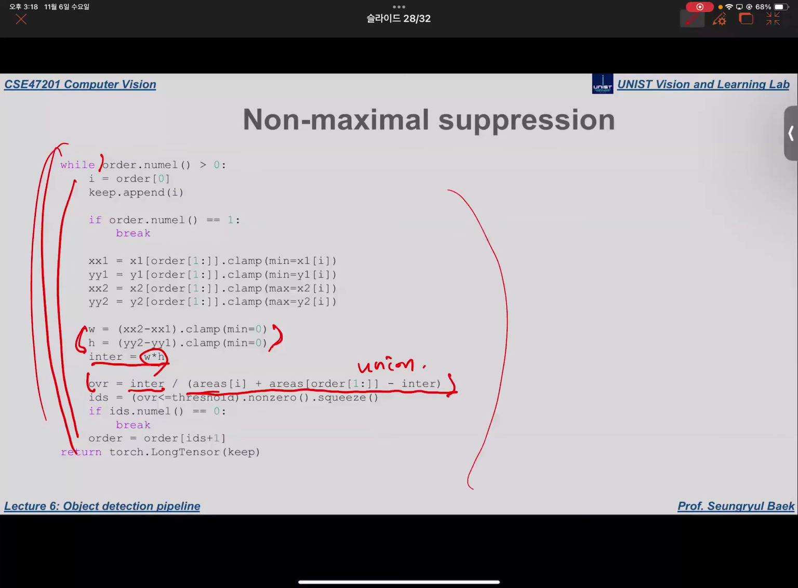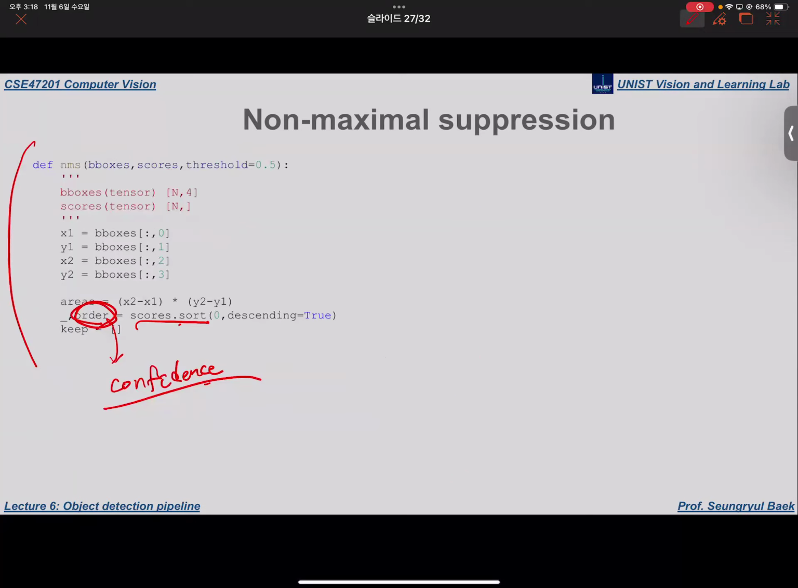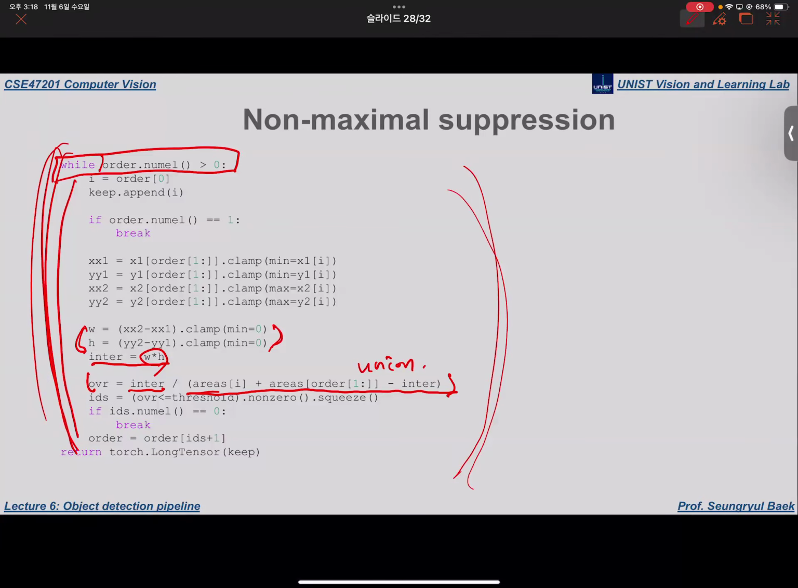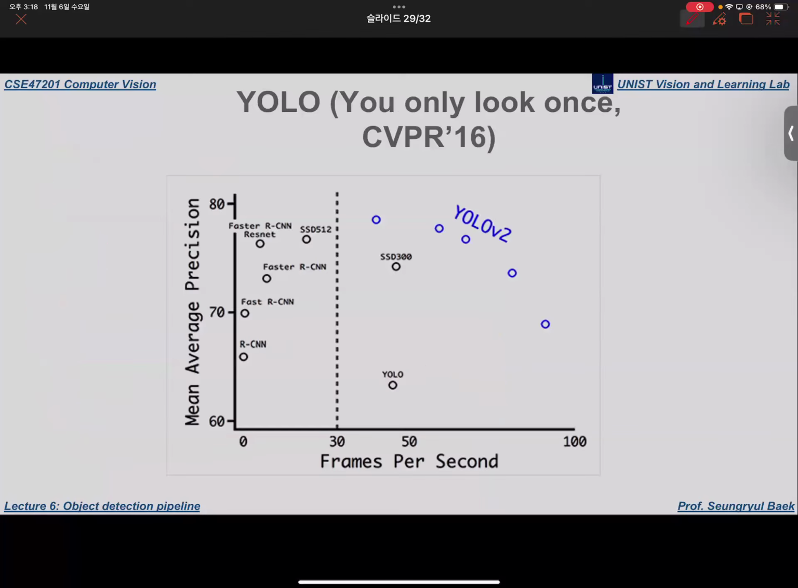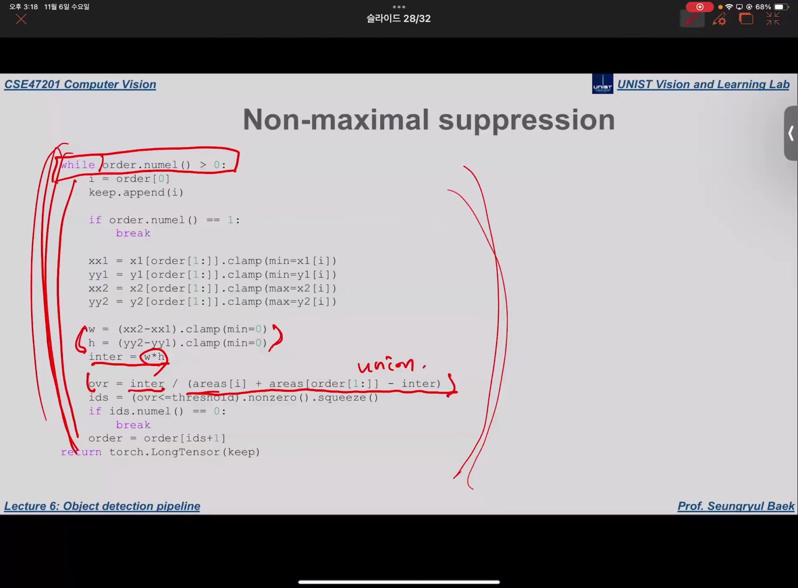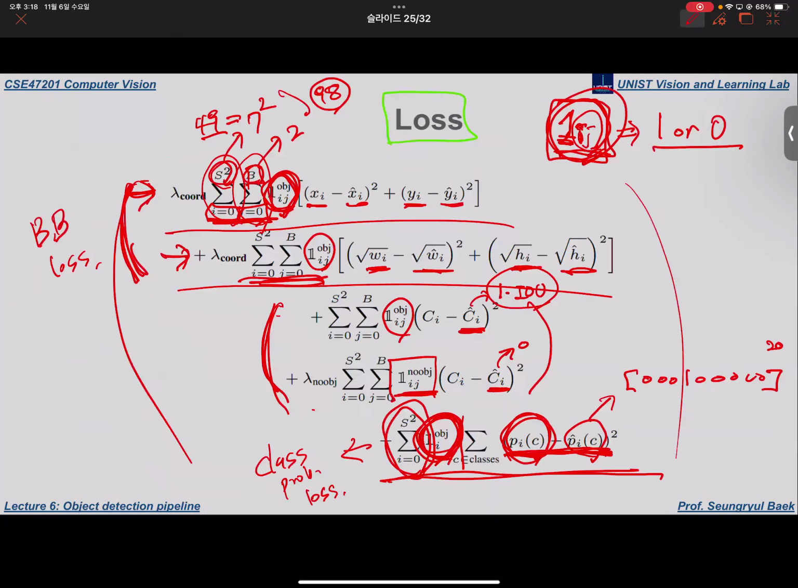Okay, so this is actually very short. It loops until just one remains, and it removes the bounding boxes which have higher IOUs and lower confidence value. It loops through until one bounding box is returned. So that's the non-maximal suppression algorithm, which is the post-processing.